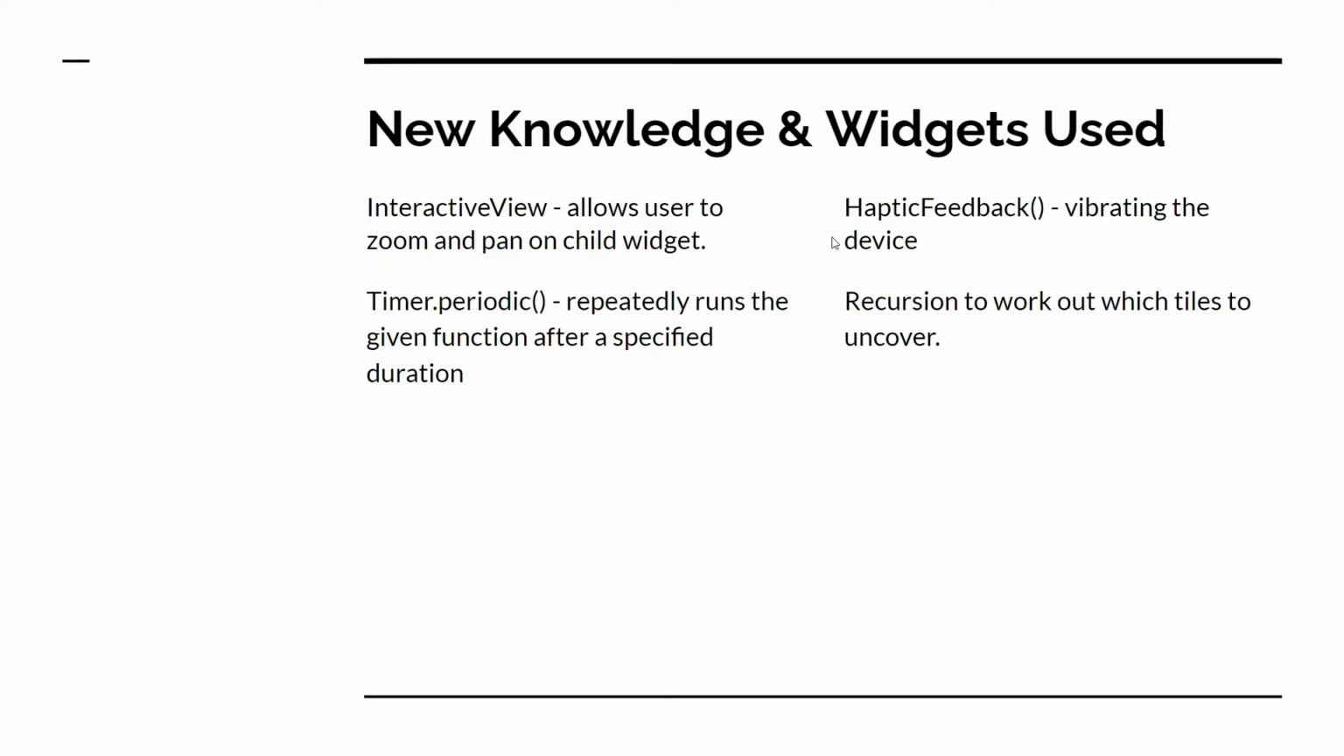So for new knowledge, for this app we used an interactive view, and this allows the user to zoom and pan on the child widget. I use this to allow the user to zoom in on the board if the tiles are too small for them. We also used haptic feedback just for added flair. When the player loses, it'll uncover the bombs, and each time it does that, it gives the phone a vibrate. Just to add a little something there.